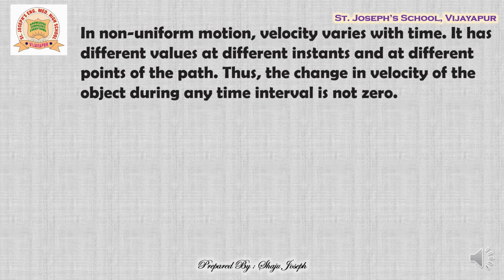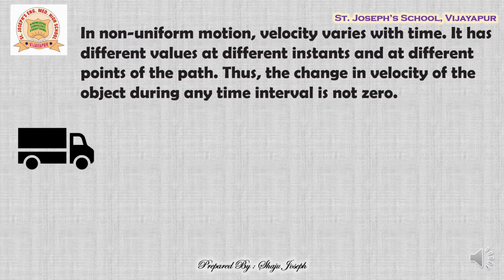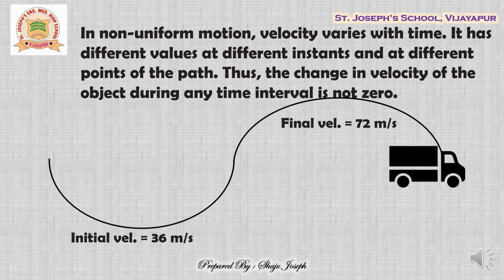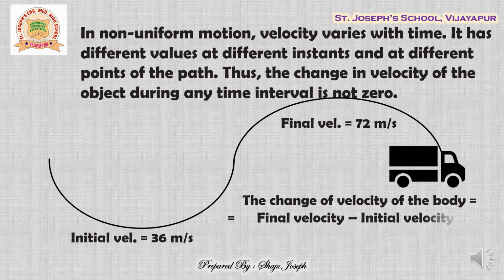Let us consider the second case. If the body is undergoing non-uniform motion, what happens? Imagine the same van, this time undergoing non-uniform motion. Let us consider the initial velocity as a different number, maybe 36 meter per second, and the final velocity another number, maybe 72 meter per second. To find the change of velocity, again we subtract initial velocity from final velocity, which is 72 minus 36, which is 36 meter per second.